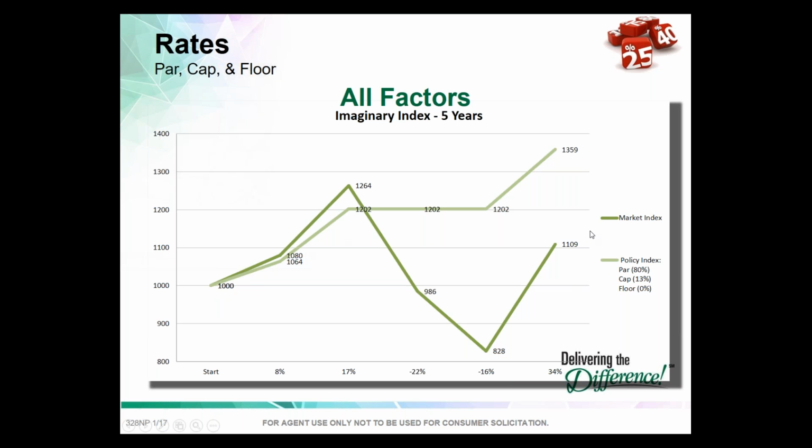With index designs and with a floor rate and with a cap and par to limit the upside but protect from the downside, we got a 5-year return in this example, again without policy charges or anything here, of 35.9%. So that's how index UL works. Sometimes it may do, in this example, maybe better than the actual underlying market. Sometimes worse, but that's kind of the idea.